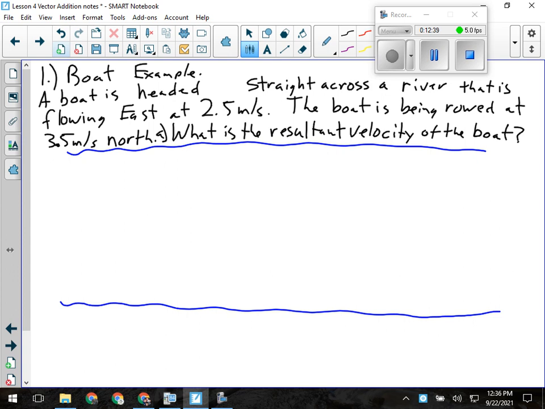The only way I end up straight across is if I row slightly into the current, right? So if I aim straight across, I end up downstream. That's what's going on here. I might be rowing due north, but I'm not going due north. The river is pushing me east at the same time that I row, all right? So what I would see going on here is this. I have the rowing speed of the boat. I have the current speed.